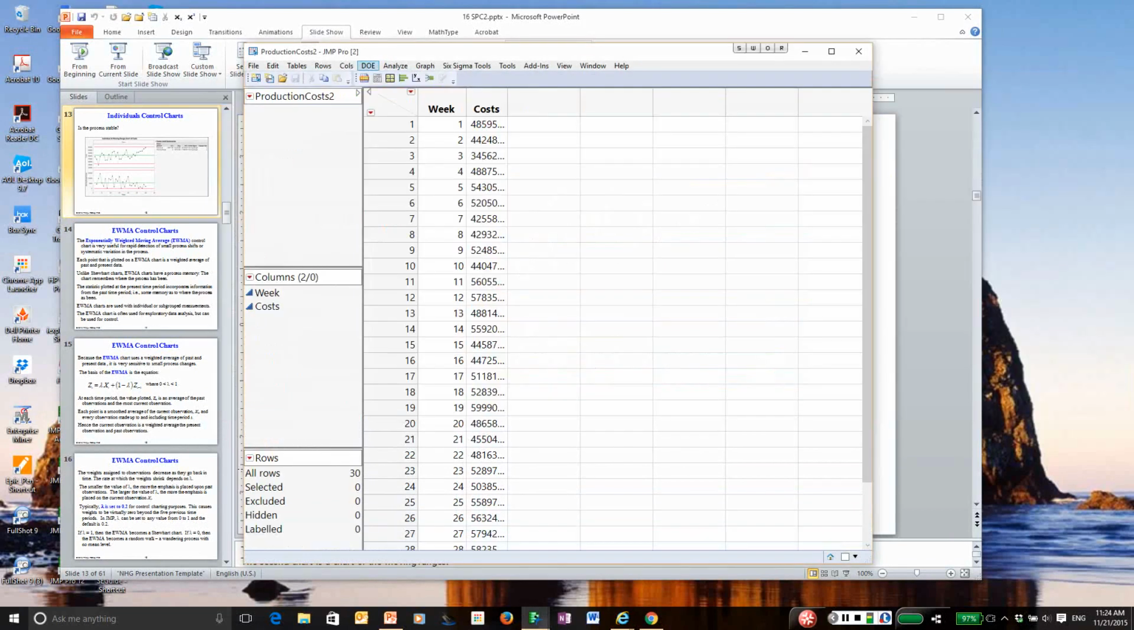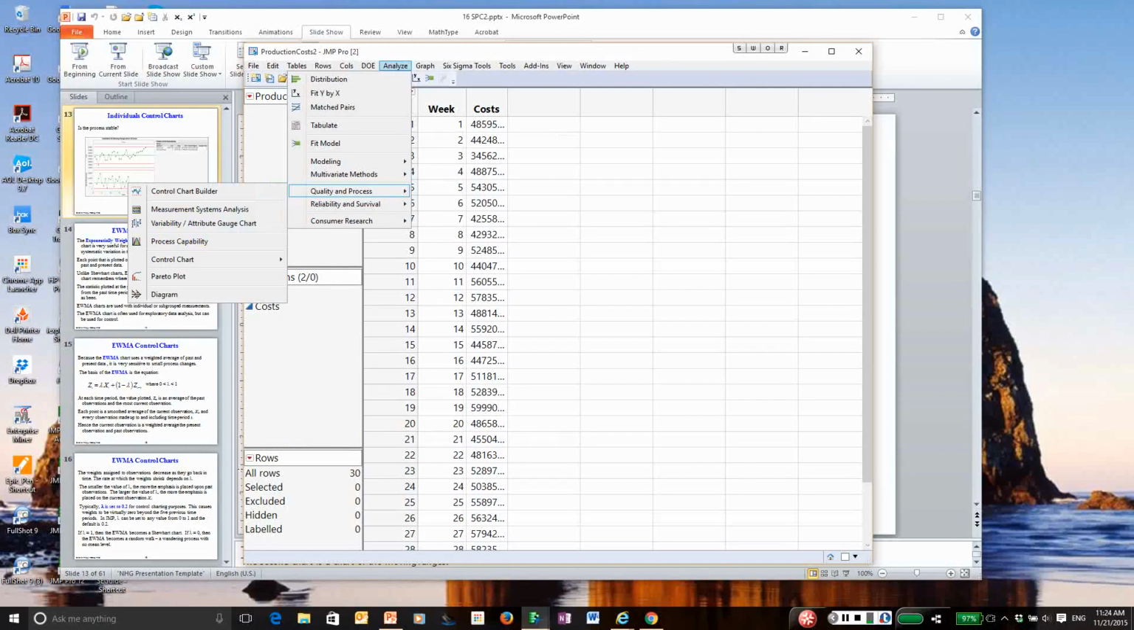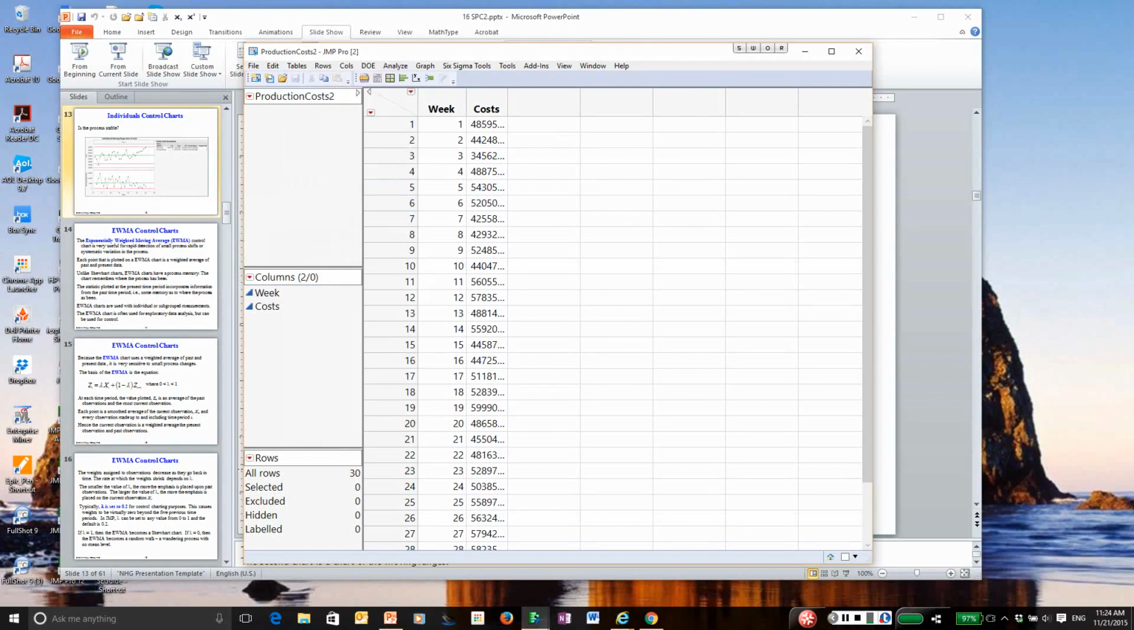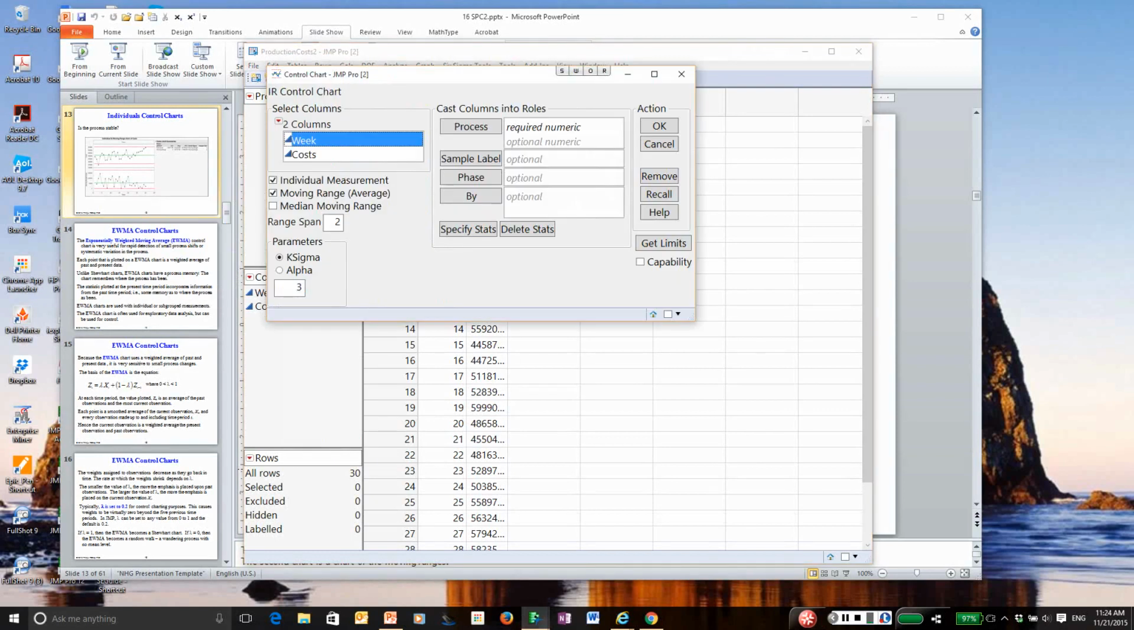And then let's go to Analyze, Quality and Process, down to the Control Chart menu, and IR chart, Individuals, Moving Range. So week is the sample label, cost is the process.